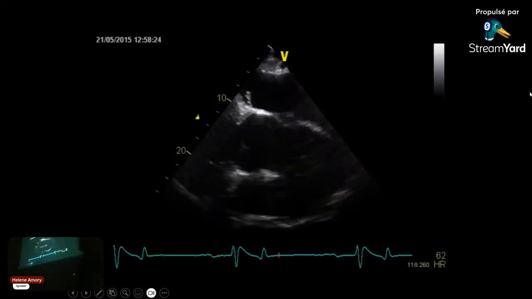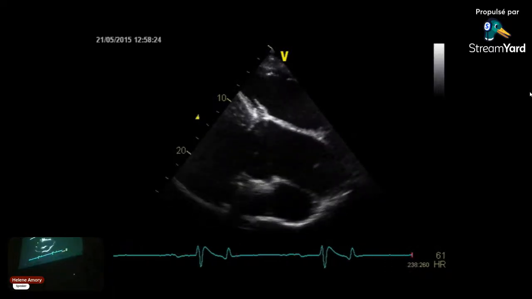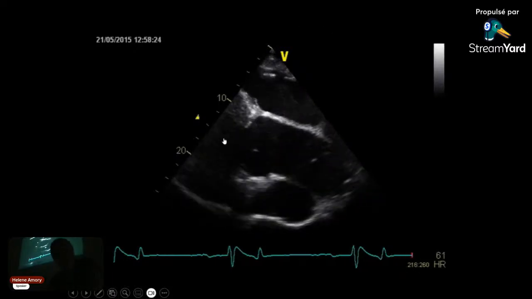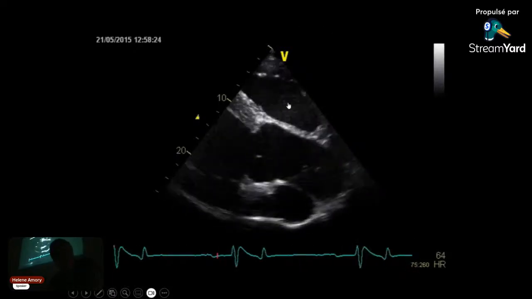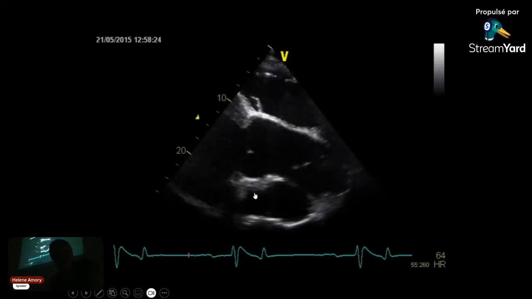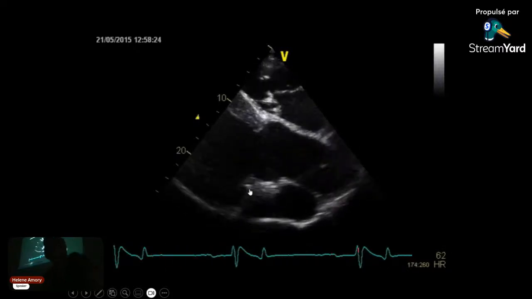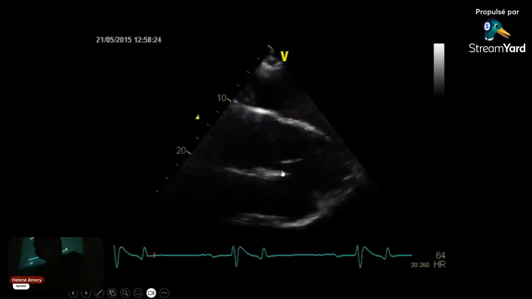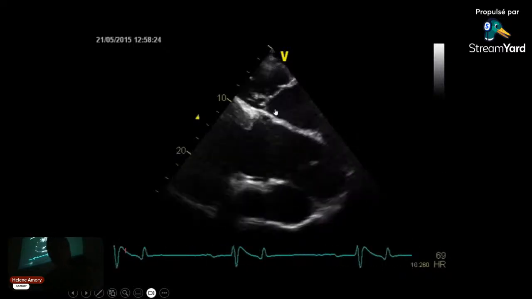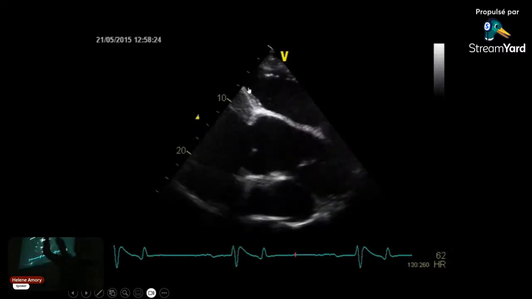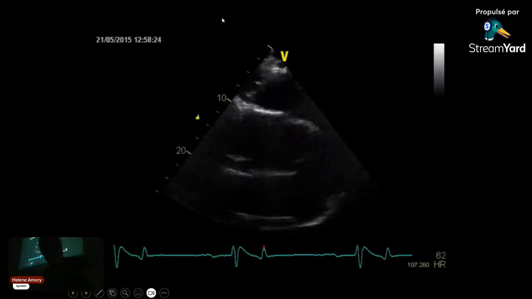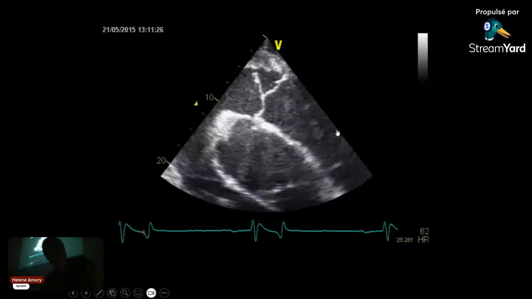Let's see now the aortic root. Okay, we move just a little bit the beam. This is the aorta here, right atrium, right ventricle, left atrium here. Do you see something? Not really. Well, the only thing I would say, maybe the motion of the tricuspid valve is a little bit abnormal. Okay, but it's not evident.